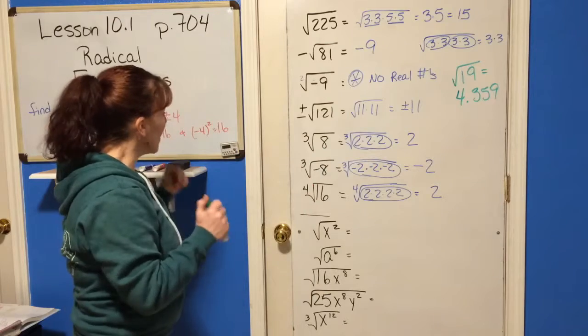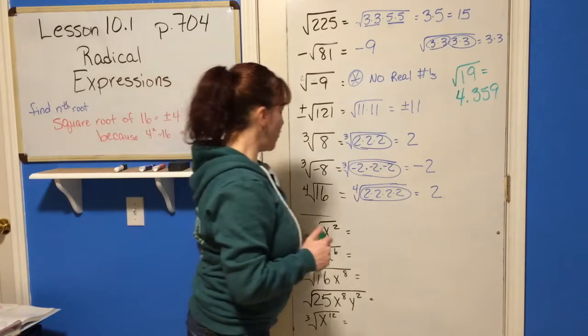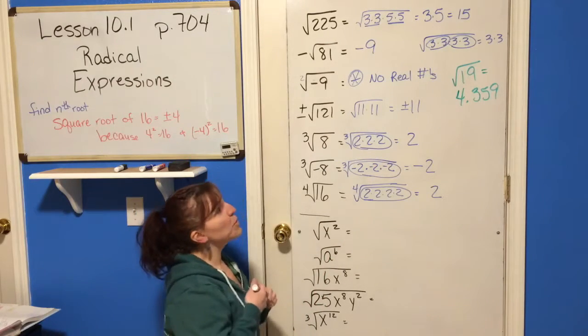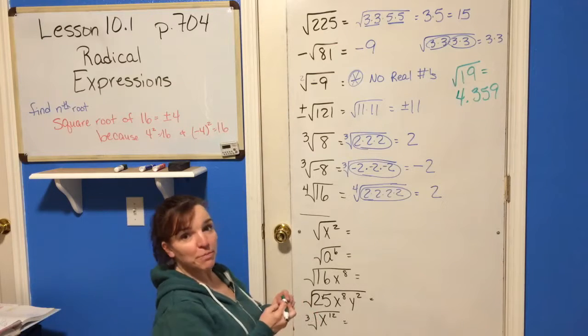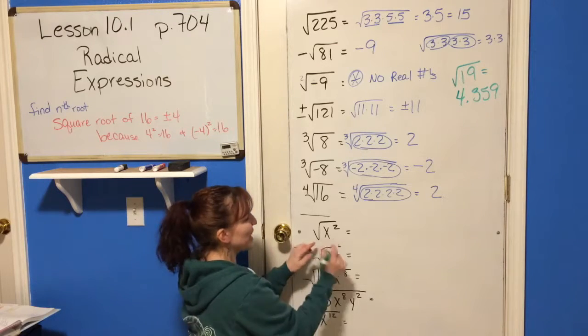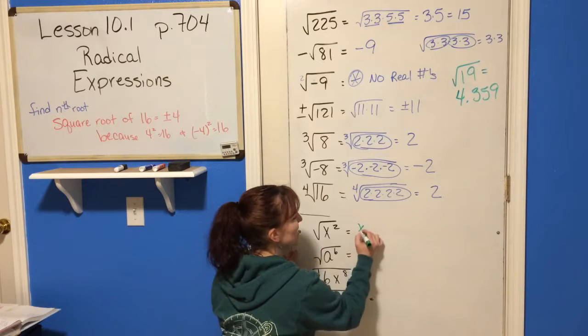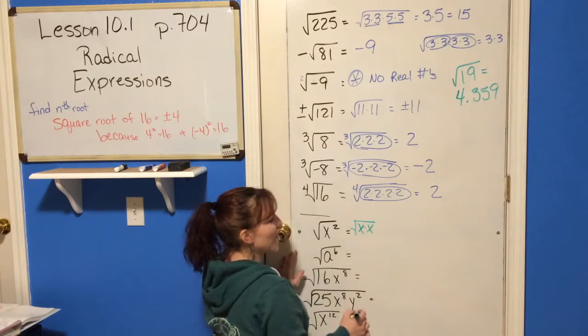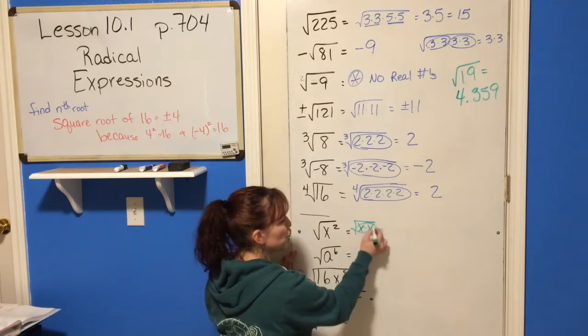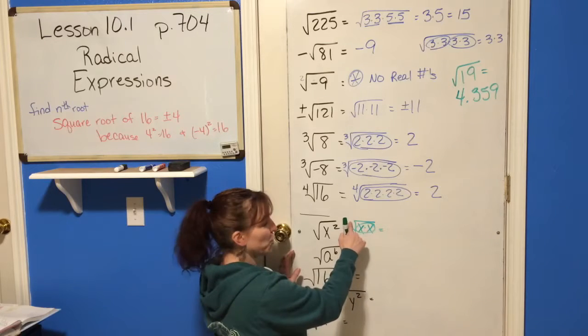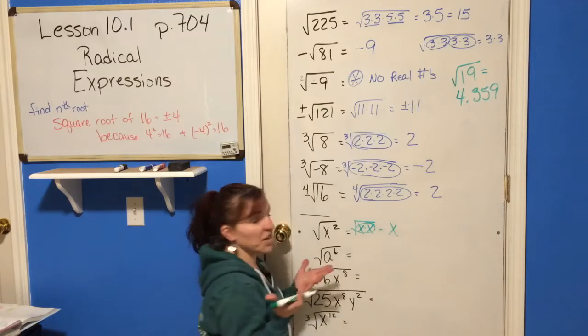Okay, next section is if you have variables. If you have variables, it's the same as if you had numbers, but you're just going to have the variables sitting there. So x squared is x times x. And so play go fish, there's 2 of them that are just the same, and our root is a 2, so x is our answer.